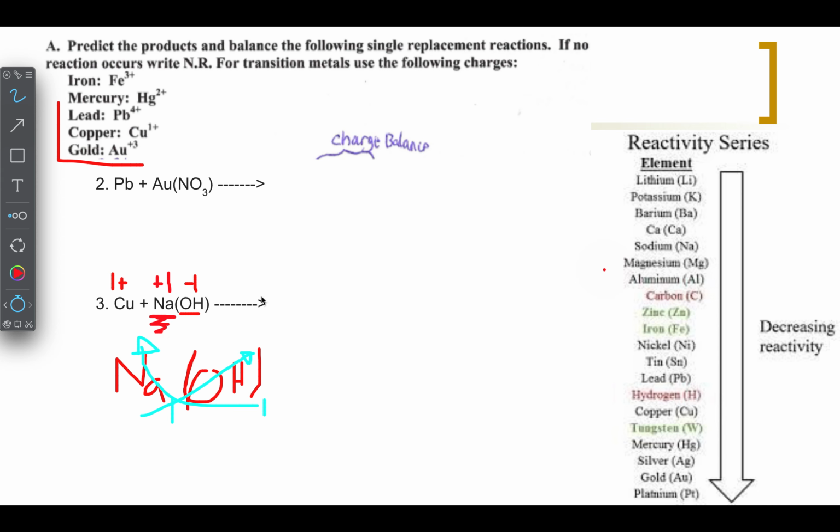Is copper hotter than OH's current girlfriend, sodium? So we're going to go over here. Here's copper. And here's sodium. So this new girlfriend, copper, right, is lower than Na, the current girlfriend. We don't like that, right? That means that the current girlfriend's hotter than the new girlfriend. So there will be no reaction here. No reaction. OH is going to keep his current girlfriend.